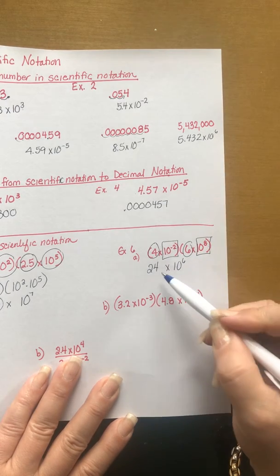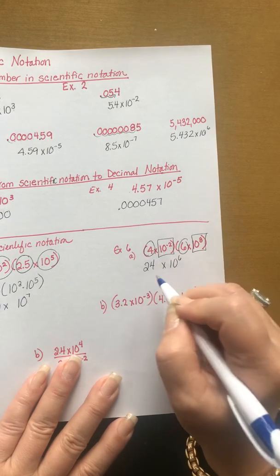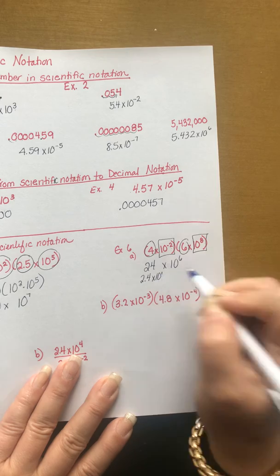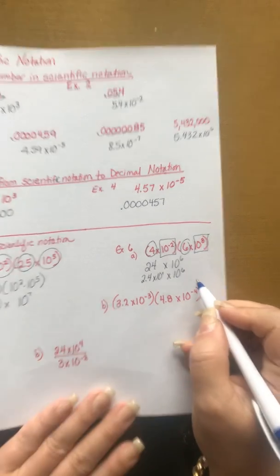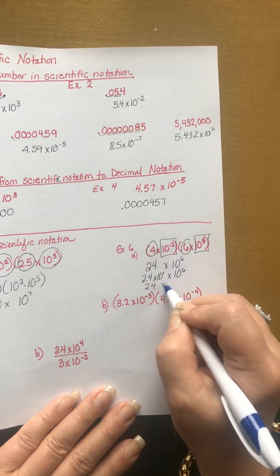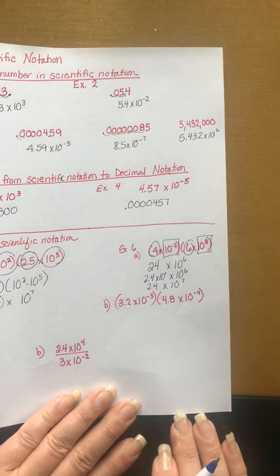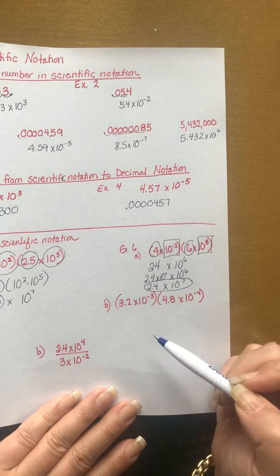Now there's a problem. This number is not between 1 and 10. So you're going to write 24 as 2.4 times 10 to the first power times 10 to the 6th. And now 2.4, you're going to add these exponents times 10 to the 7th power. 1 plus 6 is 7. Now that is the correct answer. This lead number has to be between 1 and 10.